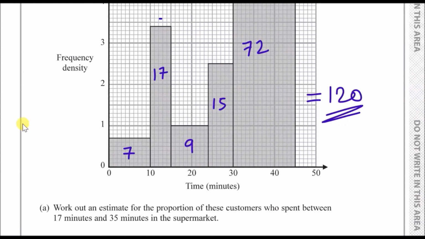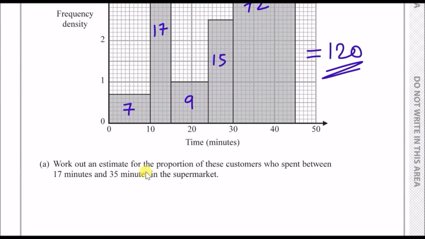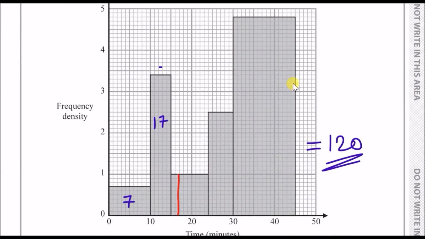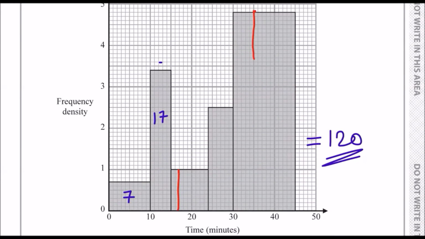So going back to the question, they want us to find the proportion of customers that spend between 17 and 35 minutes. Okay, so we just need to find out where 17 is and where 35 is. We can see that 17 is somewhere over here, yeah? So it's actually close to 20, and we know that 35 is actually here, this long bar going up. Okay, so just doing it carefully.